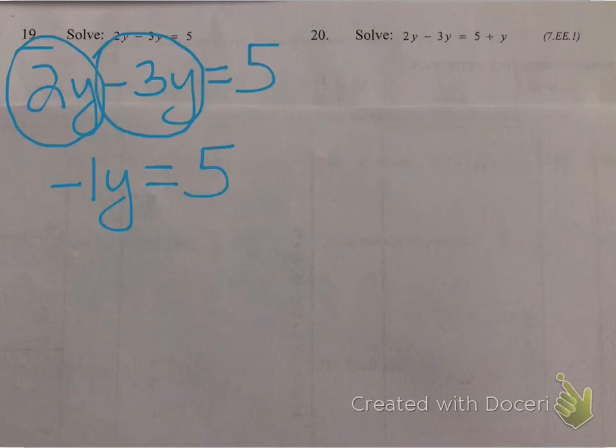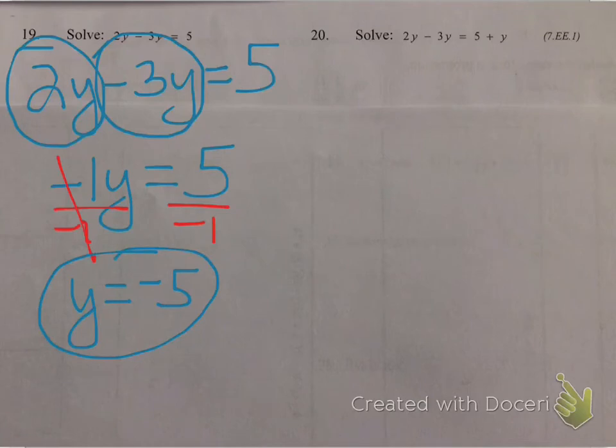And then to solve that, I need to get rid of that negative. You can't have a negative y or a negative 1y. So I'm going to divide by negative 1 on both sides. And my negative 1's cancel out. And I am left with y equals negative 5.